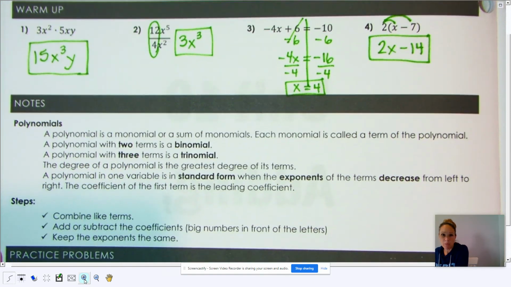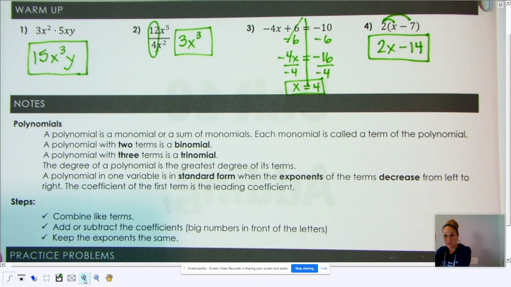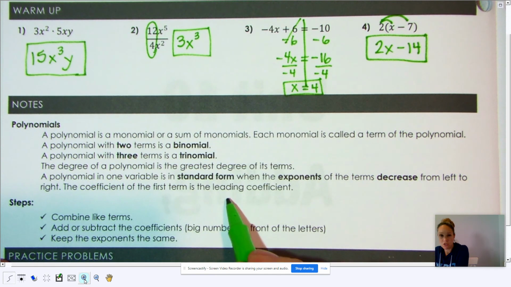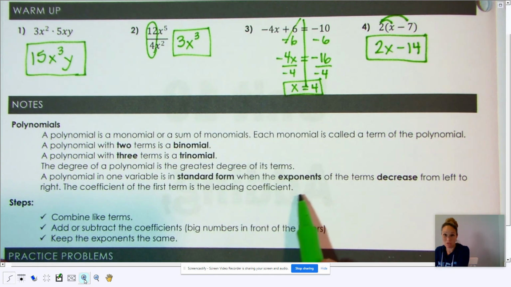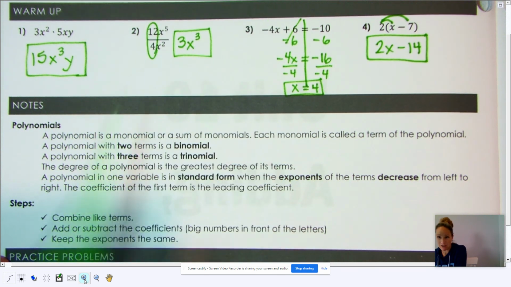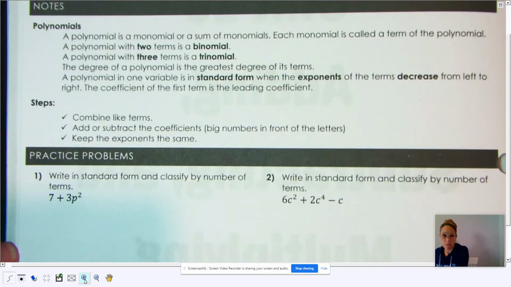We also like to put polynomials in standard form. That's where we start with the highest exponent, and then the exponents decrease from left to right. And then the coefficient of the first term is what's called the leading coefficient. Remember, the coefficient is just that big number that's stuck to the letters. Okie dokie. So we're going to go ahead and go through some problems here.